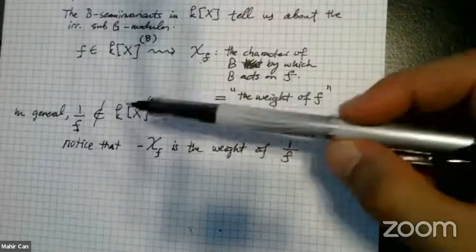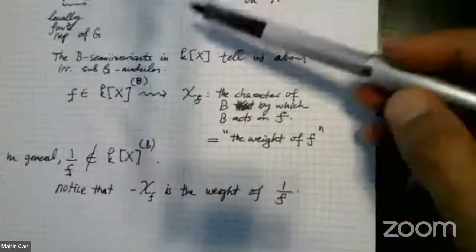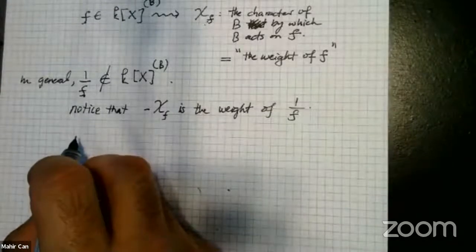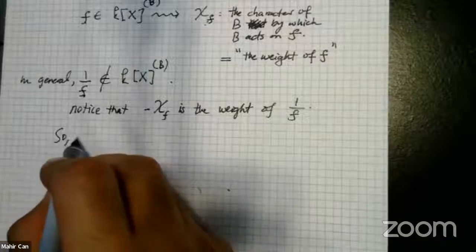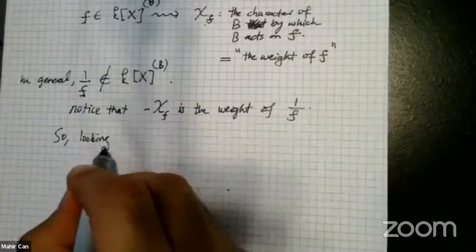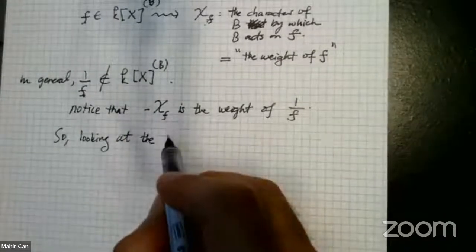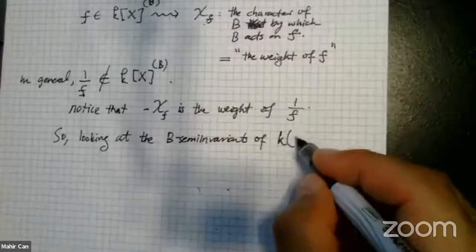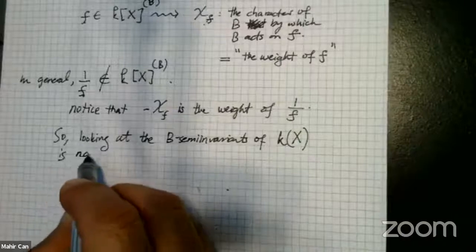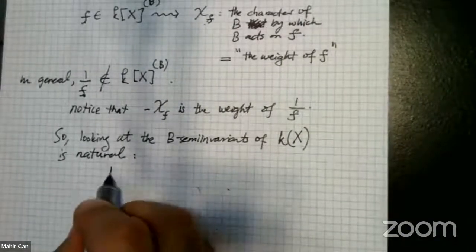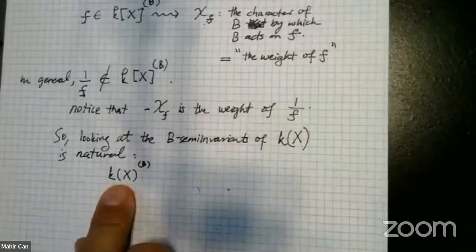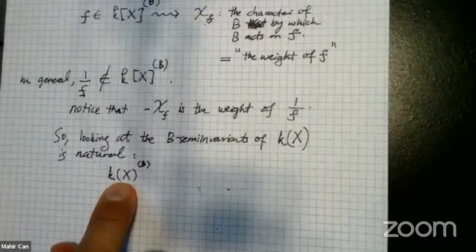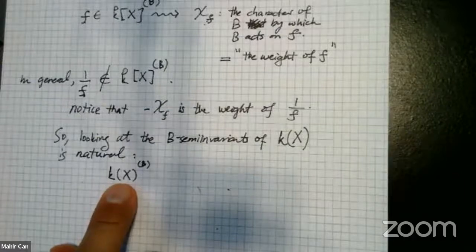So what we can do is, instead of looking at the coordinate ring, we can just study the induced B action on the rational functions. So let's focus on the B representations on, or the B semi-invariants in, the rational functions. Looking at the B semi-invariance of the rational functions is more natural from the group viewpoint. So I can look at the B action on the rational functions. Turns out any B semi-invariant here is, of course, a ratio of two B semi-invariants from the coordinate ring.